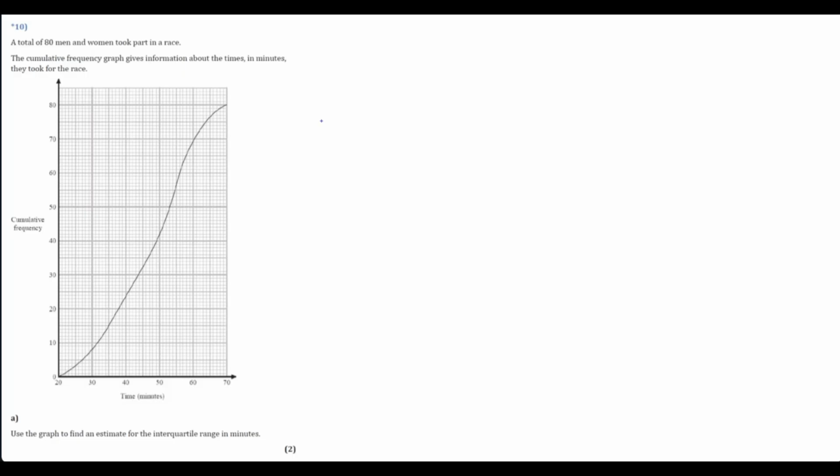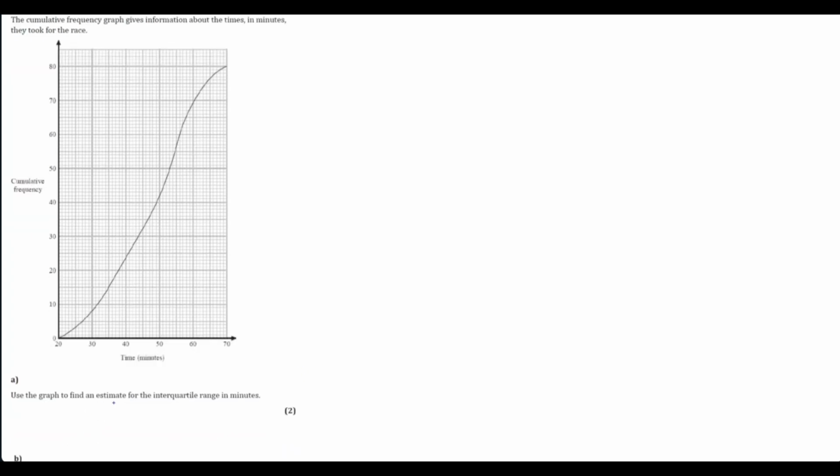Question number 10. A total of 80 men and women took part in a race. The cumulative frequency graph gives information about the times in minutes they took for the race. Part A. Use the graph to find an estimate for the interquartile range in minutes.